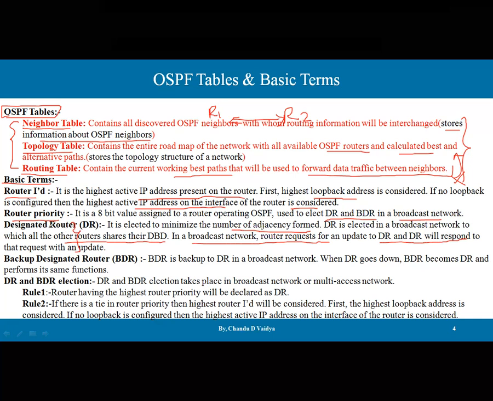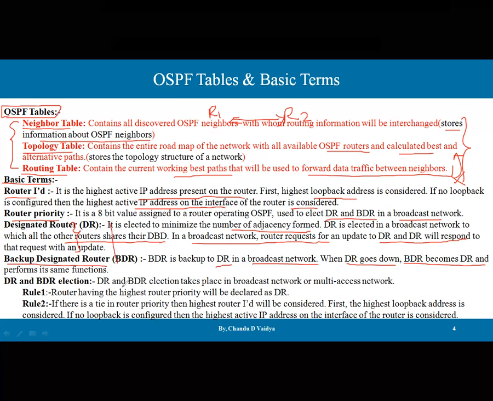And what happens if this fails? So we have a backup designated router. Let's say the BDR is the backup to the DR. In the broadcast network, when the DR goes down, the BDR becomes the DR and performs the same task, guys. Then how does this election take place?